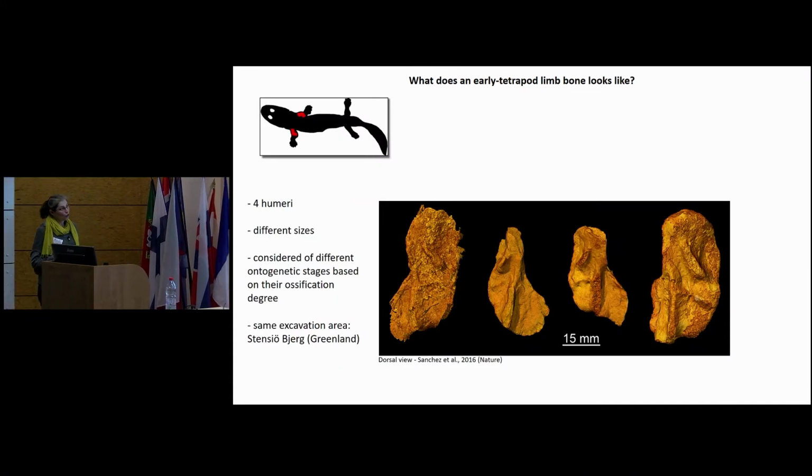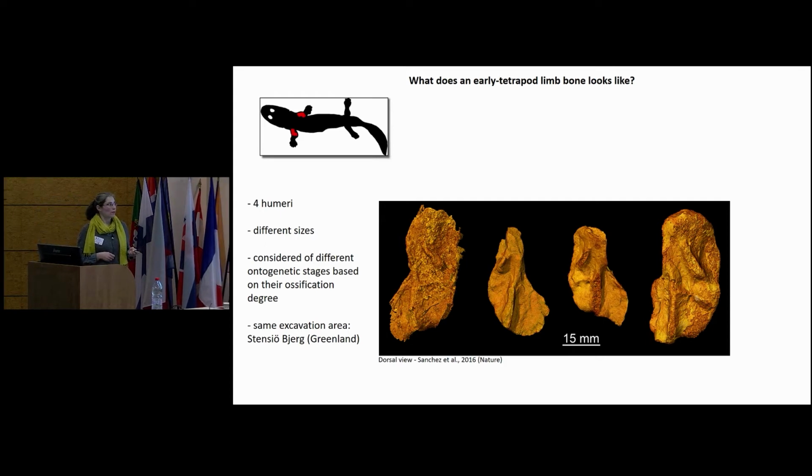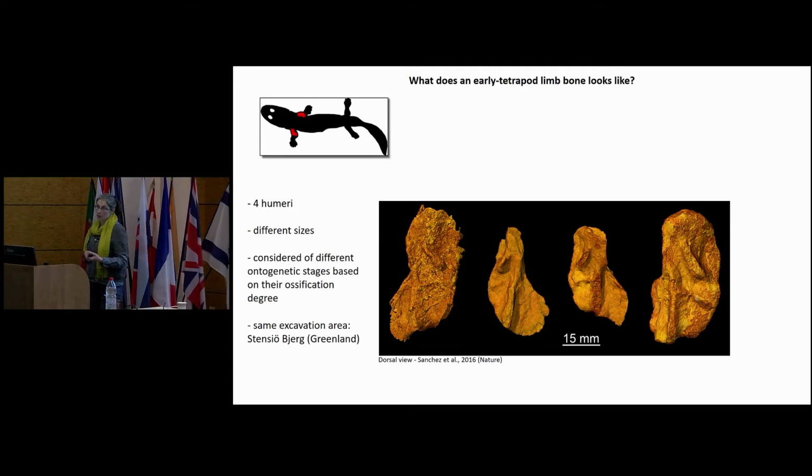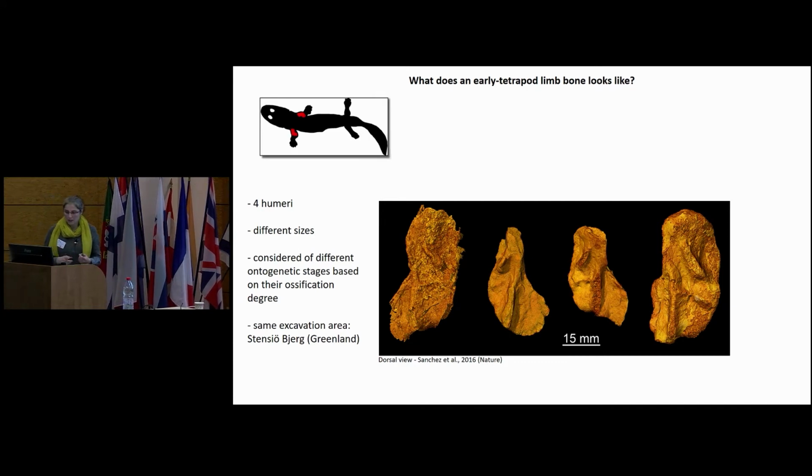We investigated the 4 humeri which are known in the world, which have been discovered so far. So the humerus, once again, is the upper arm limb bone. So we have 4 of them. They have different sizes. You have the youngest one here, which is the least mineralized, and the most mineralized is that one. And so if you compare them, you have 2 different classes. You have small ones and big ones, which differ in their degree of ossification. So we identified sexual dimorphism in these groups. And they are all coming from the same locality.